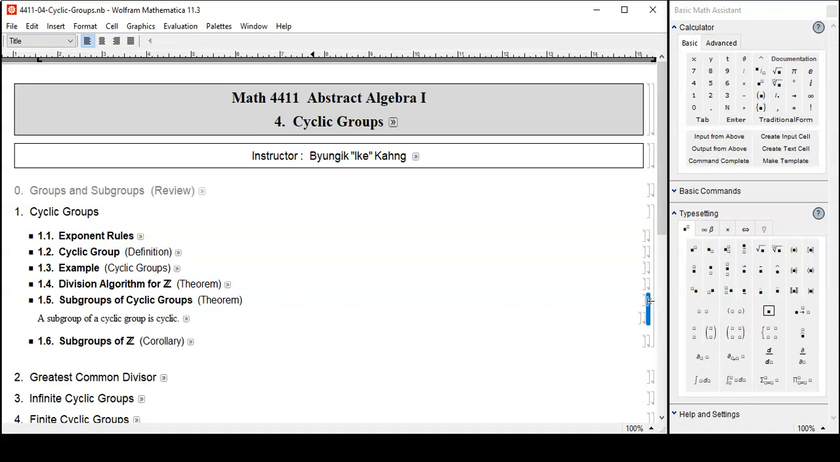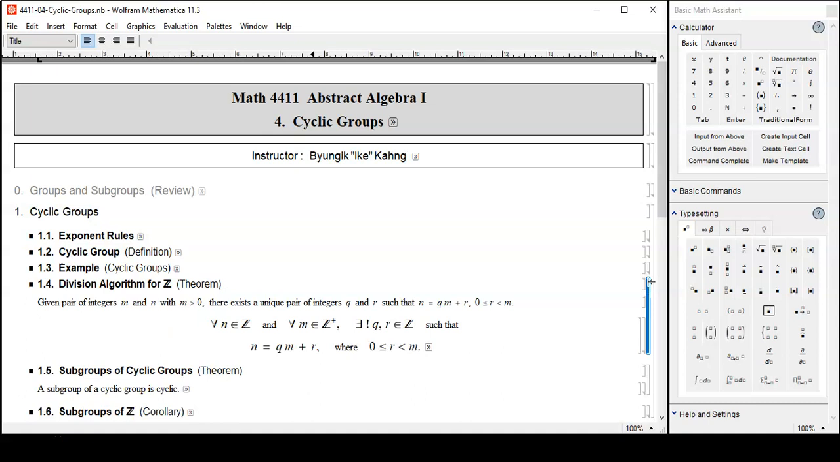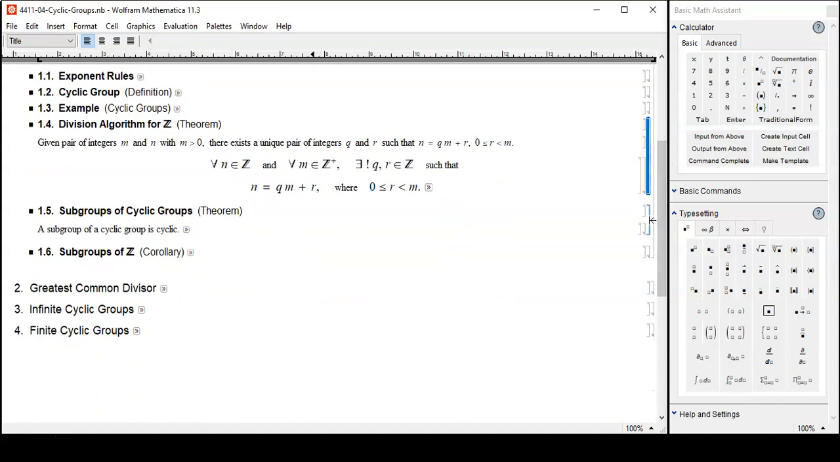However, it turns out this is a major theorem with a challenging proof, which requires a preparation in number theory, namely the division algorithm. Given a pair of integers n and m with the divisor m strictly greater than 0, there exists a unique pair of integers q and r such that n is qm plus r and r is greater than or equal to 0 and strictly less than m. Such a pair of integers q and r exist uniquely.